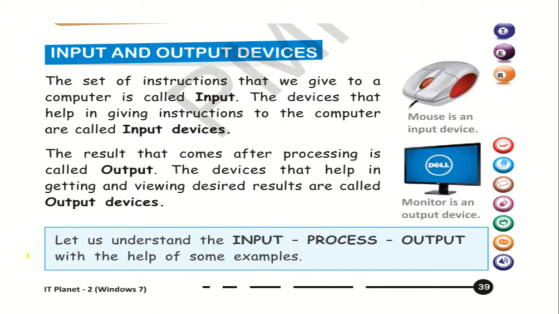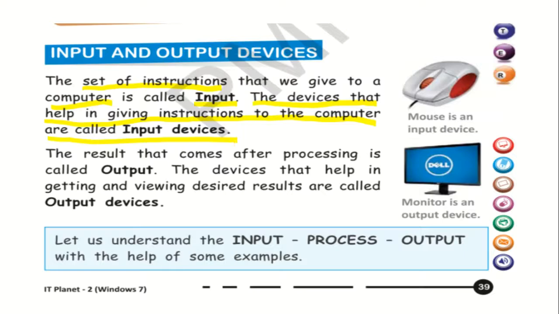So now you can see here what is input. It is the set of instructions that we give to the computer. This is known as input. And what are input devices? The devices that help in giving instructions to the computer. They are called input devices.